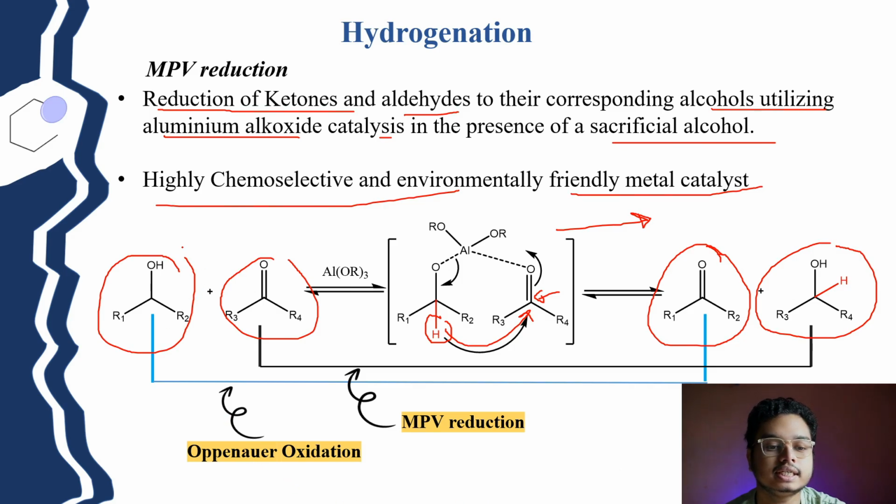Oppenauer oxidation is the conversion of an alcohol to a carbonyl compound via aluminium alkoxide in presence of a sacrificial ketone, and MPV reduction is the formation of an alcohol from a ketone or carbonyl compound in presence of aluminium alkoxide with a sacrificing alcohol. So this is the MPV reduction and Oppenauer oxidation. Both are, we can say, opposite reactions.